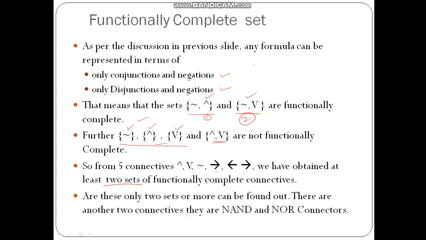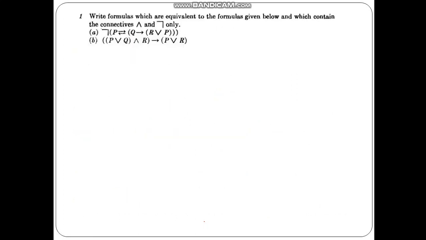There are another two sets. One is called the NAND connector and another is the NOR connector. That we will discuss separately in a separate lecture. These two are called universal connectors. Moving ahead, write a formula equivalent to the following formulas given below, which contains only and, not operations.